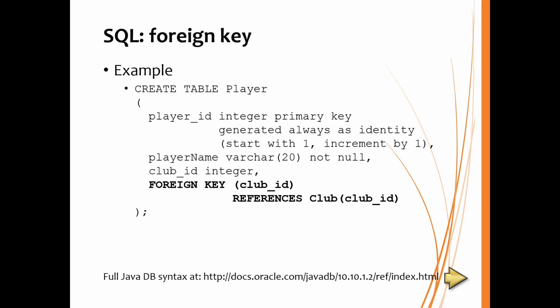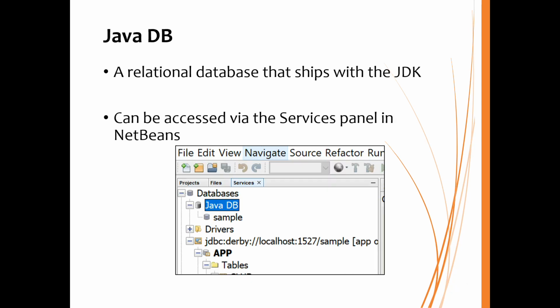So it's not enough just to have the club ID column in the table. To make it really secure, you then need to put in that foreign key constraint. So how about we do this in Java DB? Well, we can do that through NetBeans, which is very straightforward to do.